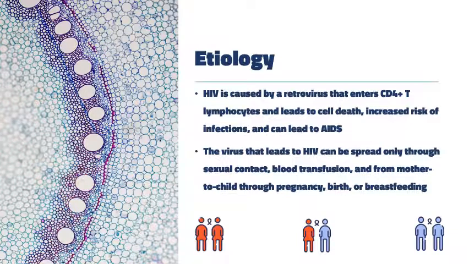Etiology: HIV is caused by a retrovirus that enters CD4 T lymphocytes and leads to cell death, increased risk of infections, and can lead to AIDS. The virus that leads to HIV can be spread only through sexual contact, blood transfusions, and from mother to child through pregnancy, birth, or breastfeeding.